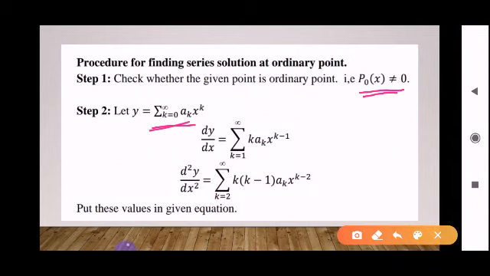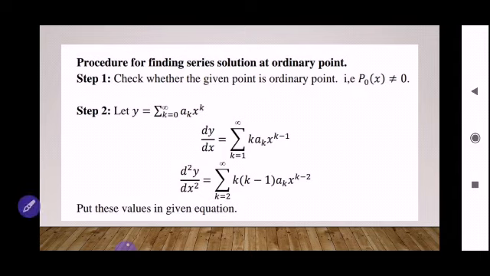Means first we have to assume let y is equal to summation of ak x raised to k. Now after assuming the value of y, our differential equation will be p0 of x d2y by dx square plus p1 of x dy by dx plus p2 of x into y equal to 0. So it contains dy by dx and d2y by dx square. Okay, so if you assume suppose y equal to summation of ak into x raised to k, k varies from 0 to infinity, is a series solution of the given linear differential equation, then from that y we have to find dy by dx and d2y by dx square.